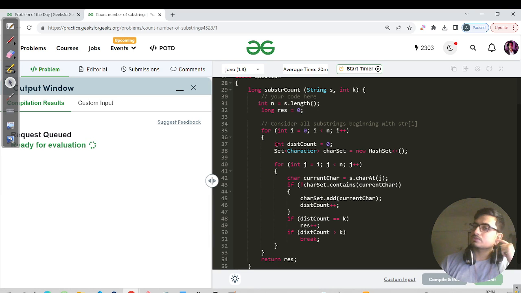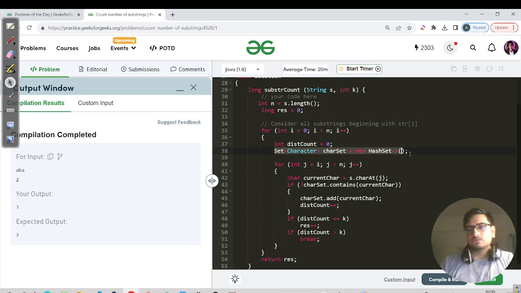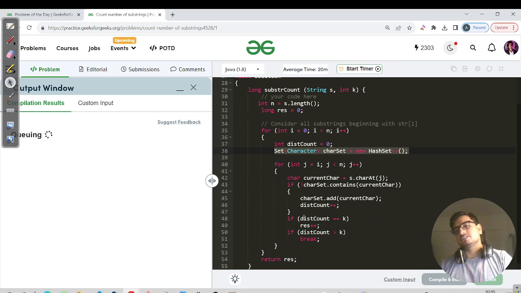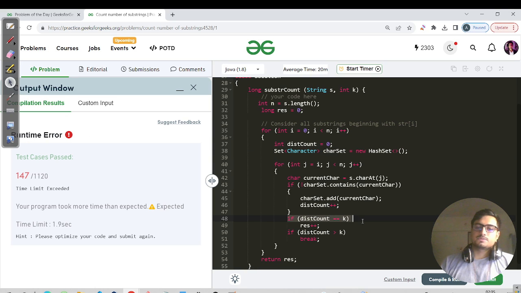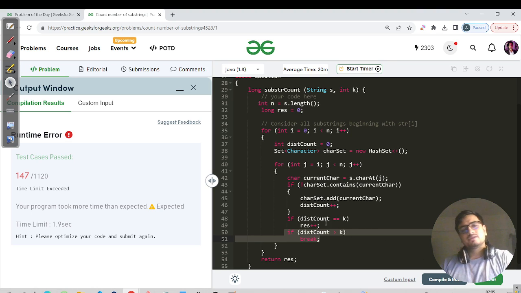Let me give a very quick code walkthrough. We are using two nested for loops, and before going into the nested for loop we are using a hash set. We are always adding the current characters of the current substring into the hash set, and then we check in the bottom condition that if the distinct count is equal to k, then we increment our answer, and if it is greater than or equal to k, break. Why is that? Even in a particular substring, if the distinct character count itself is exceeding k, then there is no need to check further, no need to push the further characters of that particular substring into the set, right? I hope that makes sense.